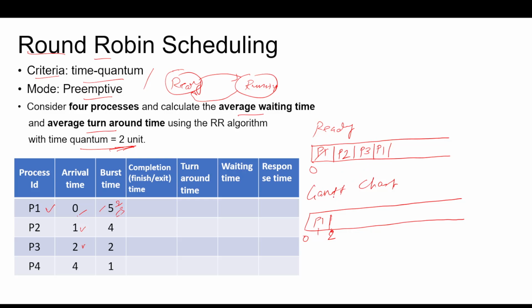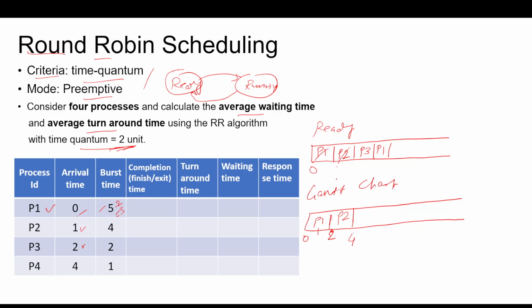Okay, now P2 process, P3 process, and P1, three processes are there. And now we will execute P2 for how much unit? 2 units, because our time quantum is 2 units. So that is why 2 plus 2, 4.